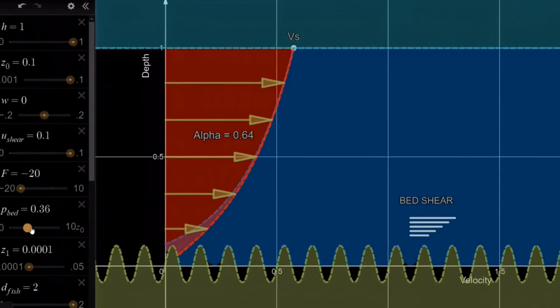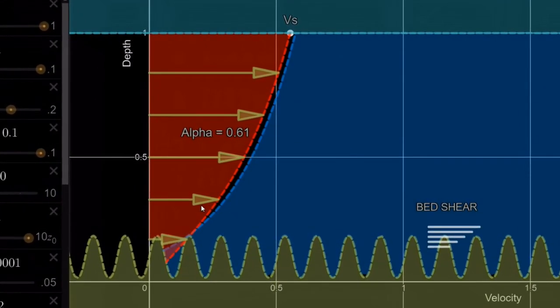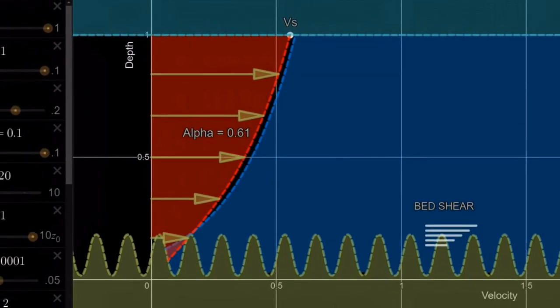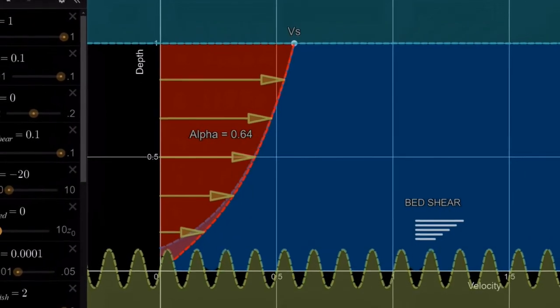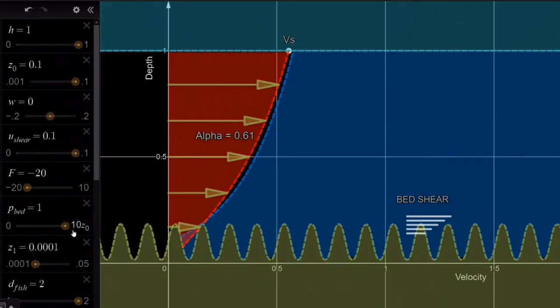Now we'll look at what happens with a permeable bed. This is when some of the flow is going through the bed, and you can see here that alpha drops further, taking the permeability up and down. You can see how alpha increases or decreases, and the whole velocity profile is slightly shifted.